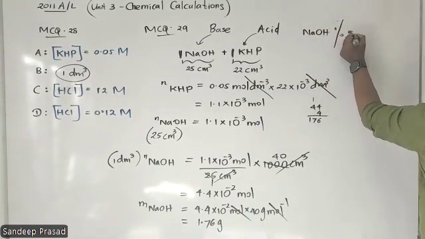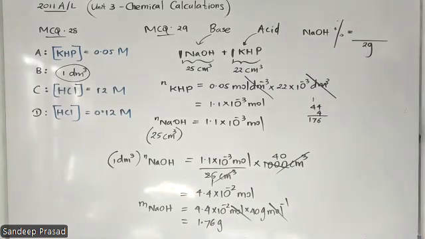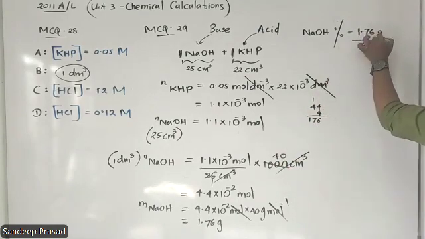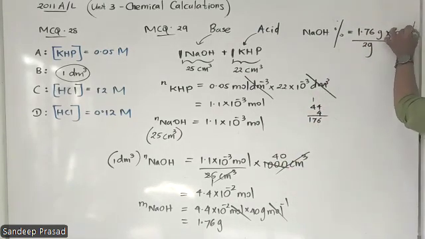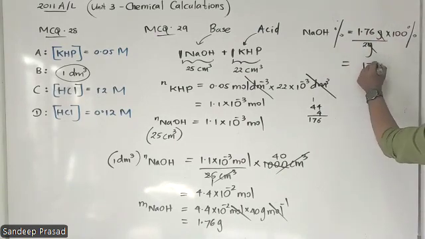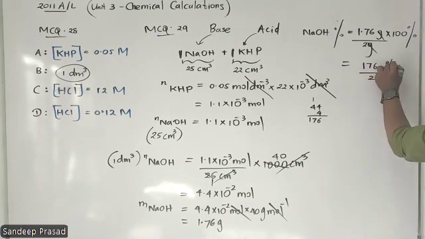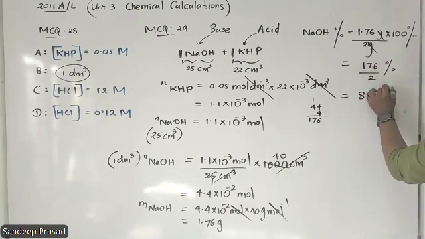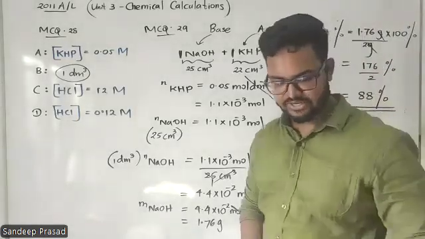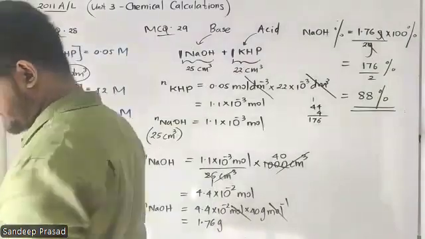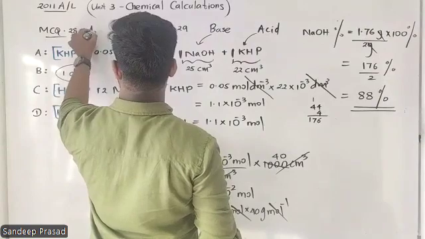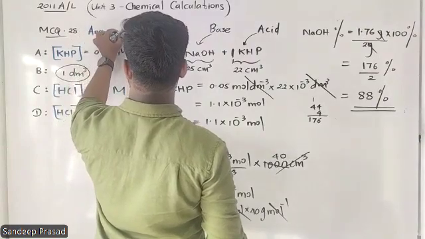Pure sodium hydroxide percentage. Total mass was 2 grams. But in the solution, actually, they have 1.76 grams of sodium hydroxide. Multiplied by 100%. And you can see that the grams cancel out. 1.76 divided by 2, what is the answer? 88% is the answer. Question number 28, the answer is number 3.